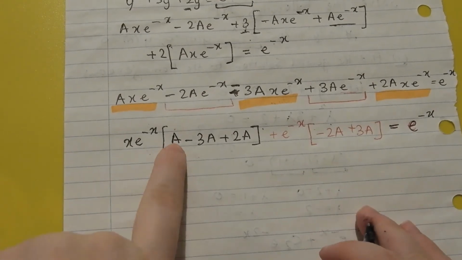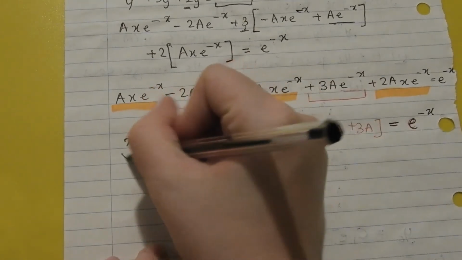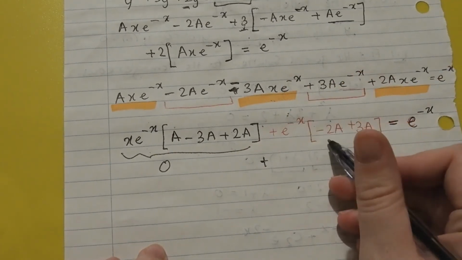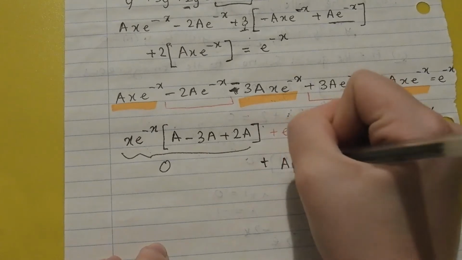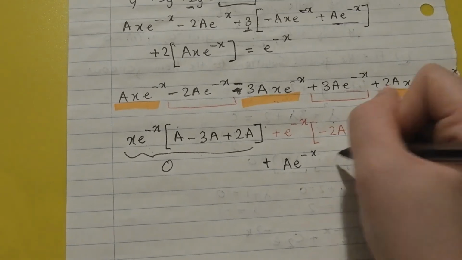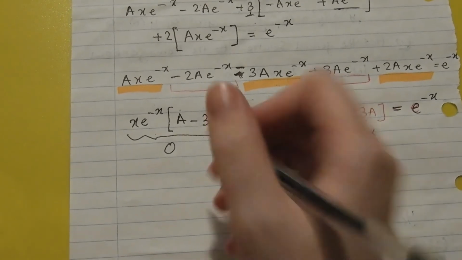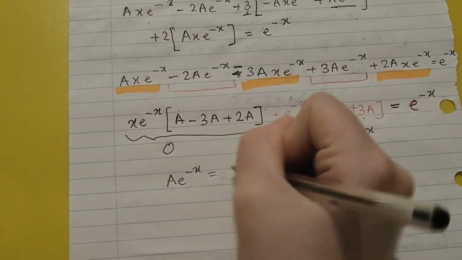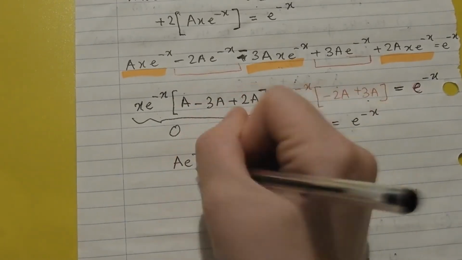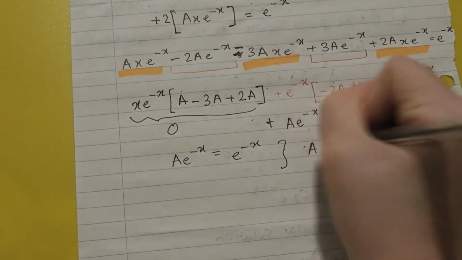Okay, now let's simplify this. a plus 2a is 3a, minus 3a is 0, so this part's just 0. Plus, 3a minus 2a is just a, so it's plus a e to the negative x, equals e to the negative x. So what does this show? All it shows is a e to the negative x equals e to the negative x. So what does a have to be? Sub in 0, that won't work. Sub in 1, that works. So a equals 1.